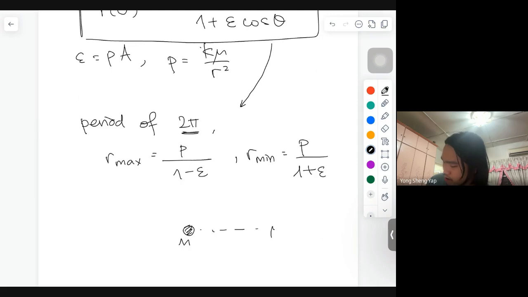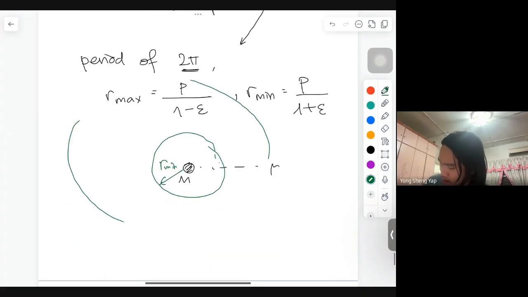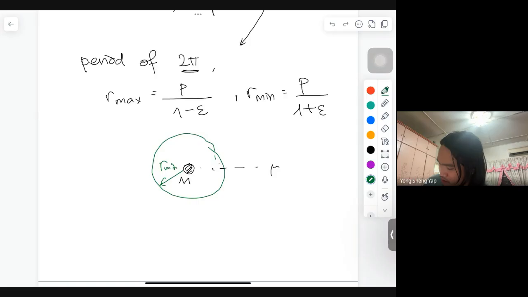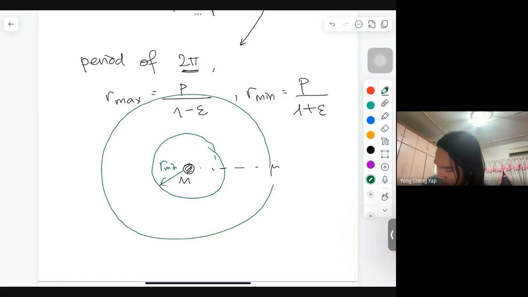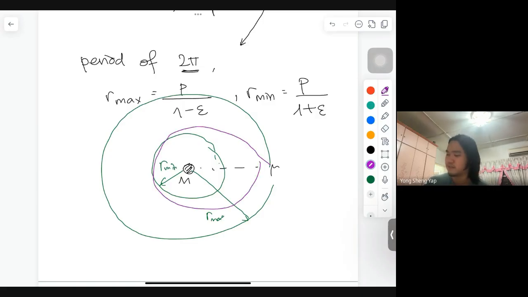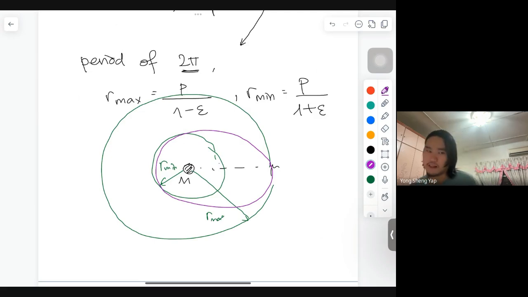So it really does have the look of a center of mass. Then there's a mu, and there are two circles over here, R min and R max. And the reduced mass basically does this motion around, okay, let's just do around this, right?